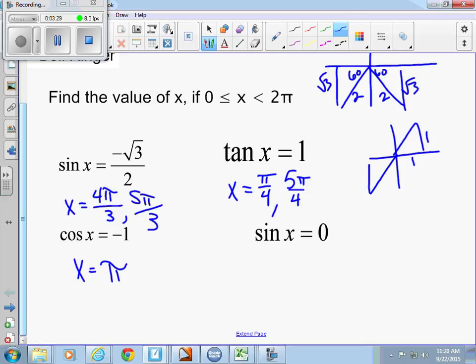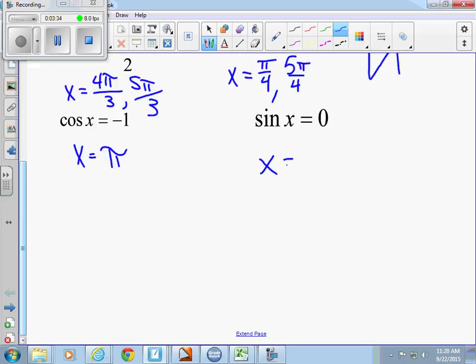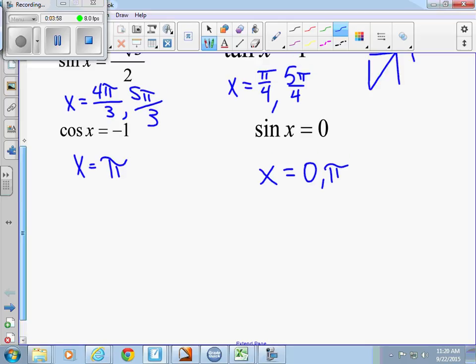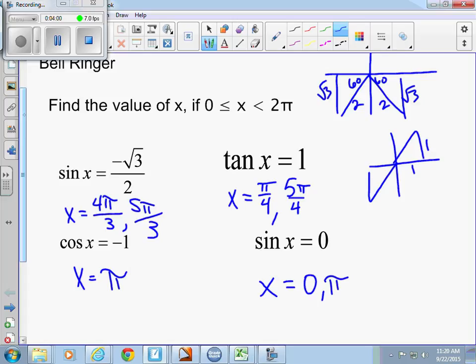When is sine 0? Pi over 2, 3 pi over 2. Wait. Right, 0 and pi. Sine's the y value, so it's 0 at 0 and at pi. Now, it's also 0 at 2 pi. Why did I stop? It said not including 2 pi. So from 0 to 2 pi, not including 2 pi.